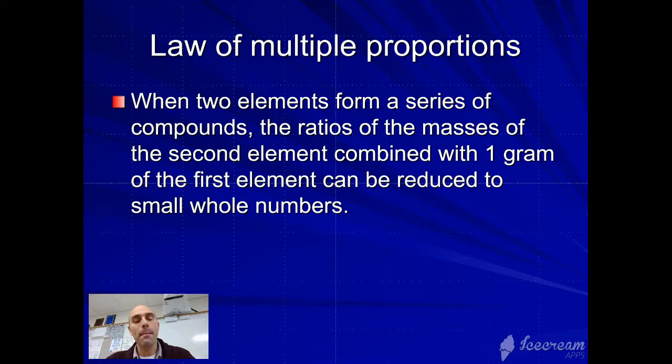And welcome back. We're just going to go through a couple more of these slides, and then from there, I think we will cut this one short. All right, so the next slide is the law of multiple proportions. We remember back from the law of constant composition, if you had water, it was H2O, and it was going to be H2O regardless. It would always be two hydrogens to one oxygen. Here, law of multiple proportions means that when you have two elements from a series of compounds, the ratios of the masses of the second element combined with 1 gram of the first can be reduced to small whole numbers.